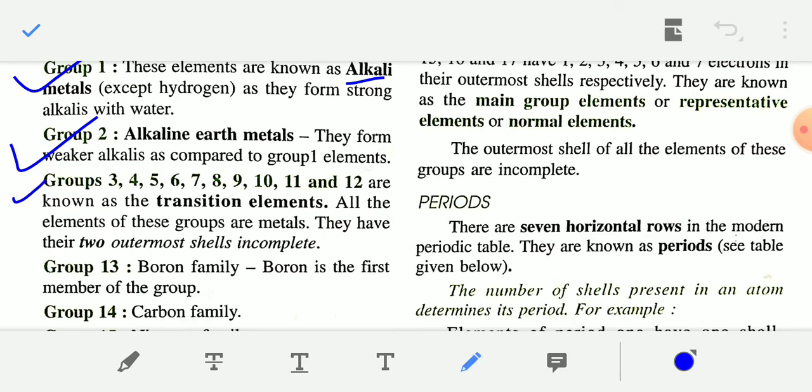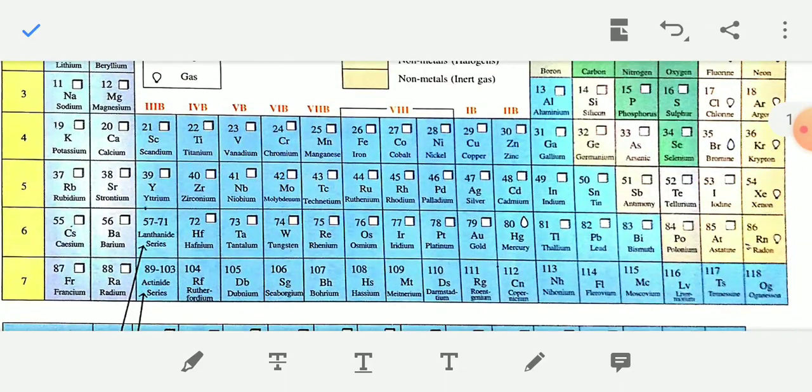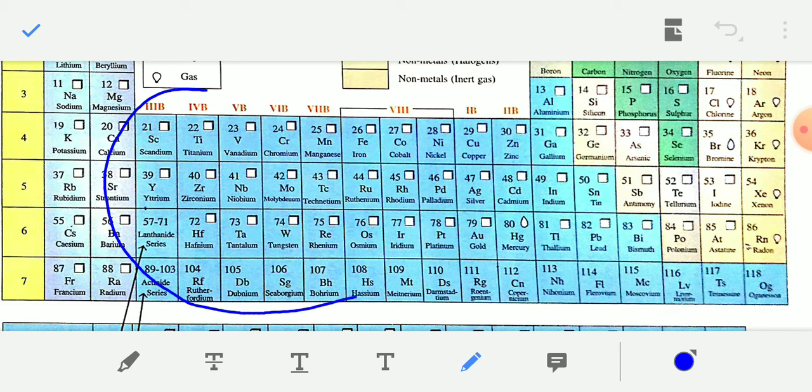And groups 3 to 12 are also called transition elements. All the elements of these groups are metals, and they have their two outermost shells incomplete. That's why they are called transition elements. Groups 3 to 12, that is this portion of the modern periodic table, are known as transition metal elements.